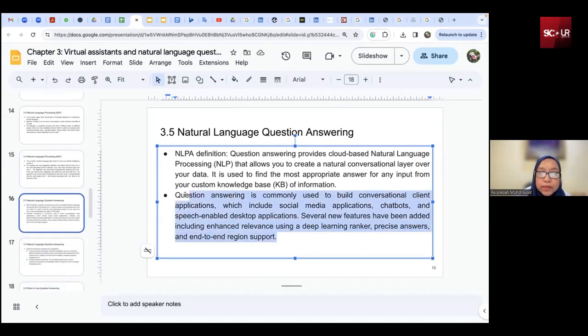Anyway, I think the more advanced the services of the technology, the higher the price will be. The technology is getting more complex. As it says here, another relevance that I think is more advanced is the deep learning ranker, precise answers, and end-to-end region support. It means they can provide information based on your region. You can track your location. I think it's good, it's helpful for business.